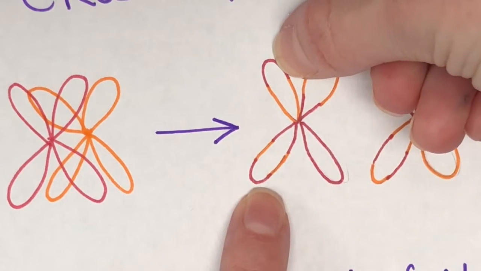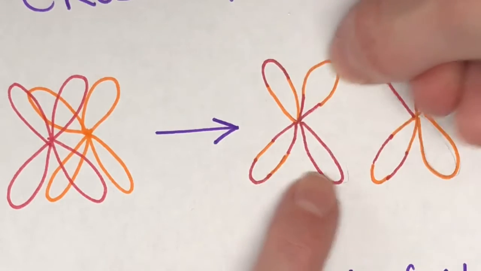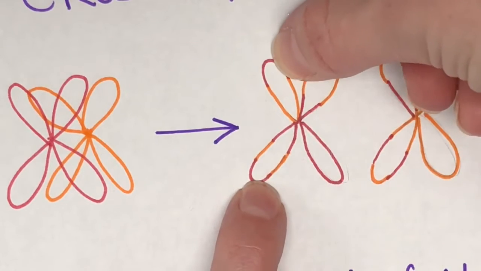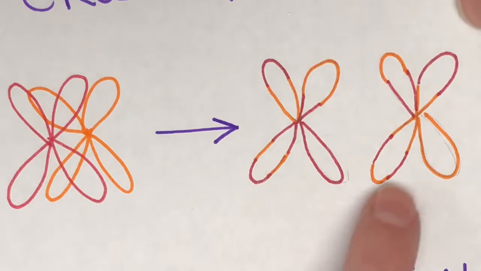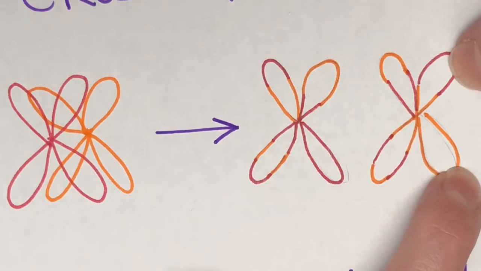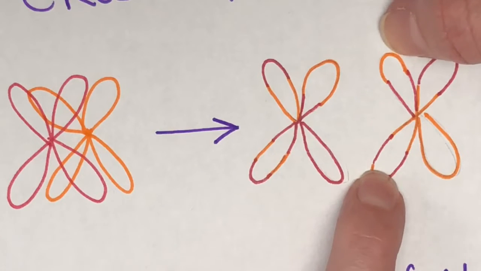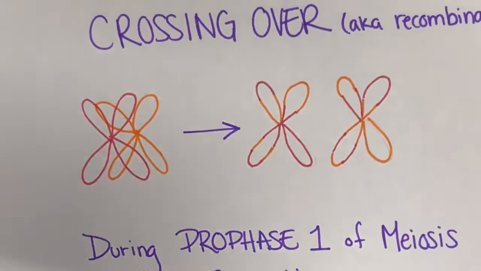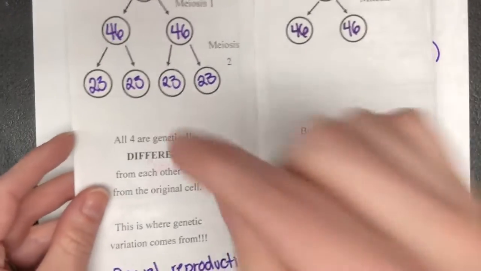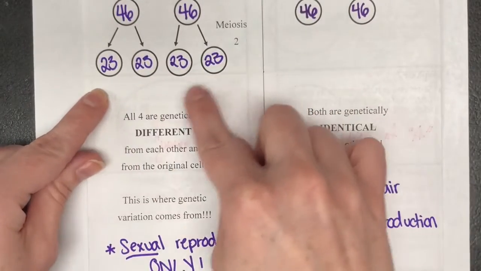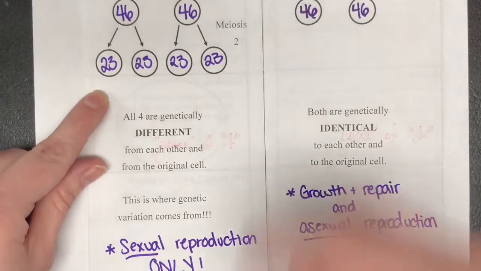This one has mostly red, a little bit of orange, but different than this mostly red, little bit of orange. This one, mostly orange, little bit of red, but different than this mostly orange and little bit of red. And this is how we end up with this right here, these 4 genetically different cells.